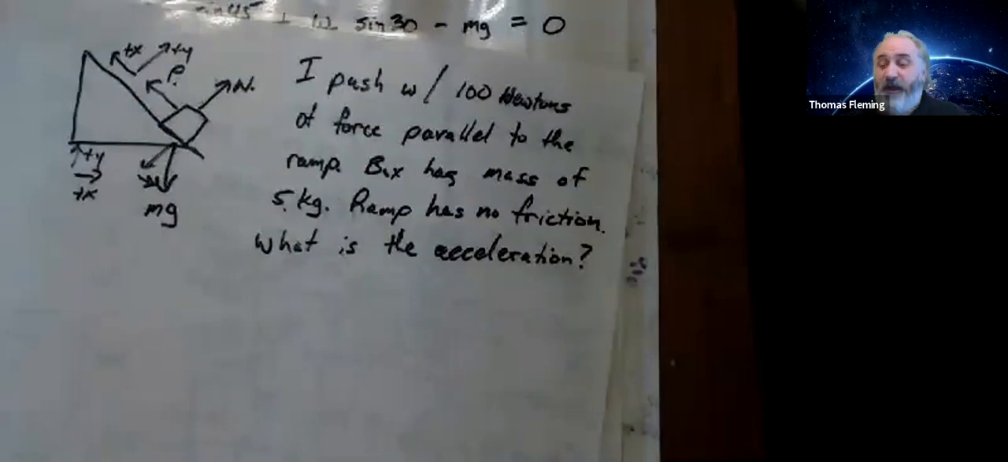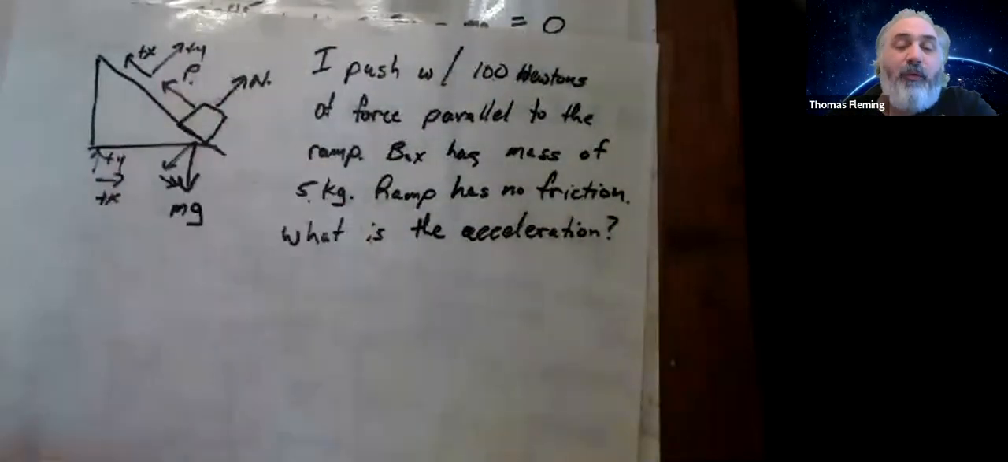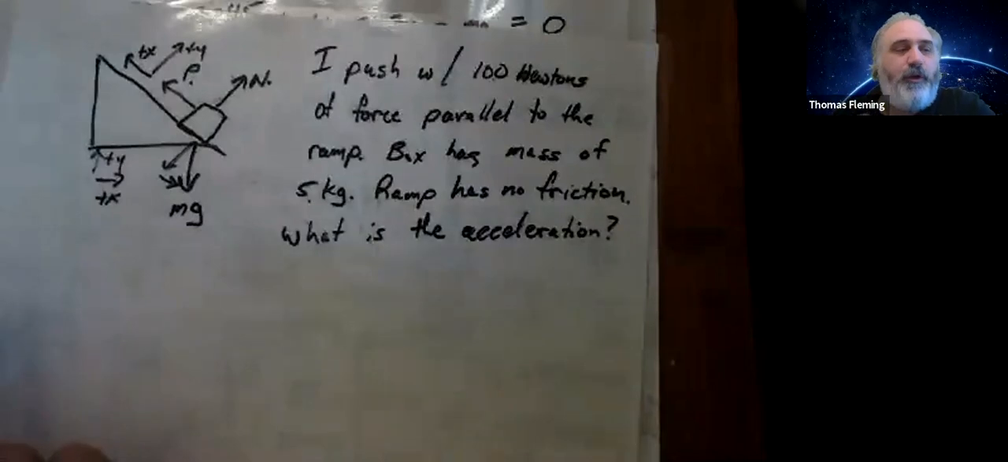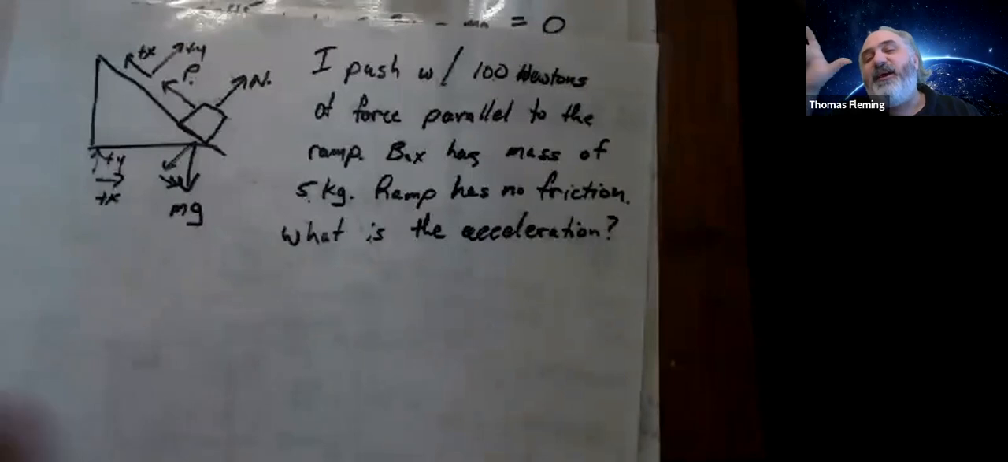So that's the trick. For a box on a ramp problem, when you're choosing your coordinate system, you don't just choose any coordinate system. Choose a coordinate system that is slanty, just like the ramp is, and it will make the problem easier.